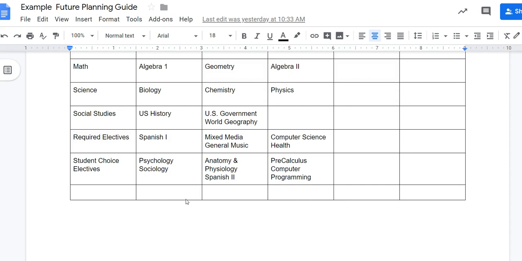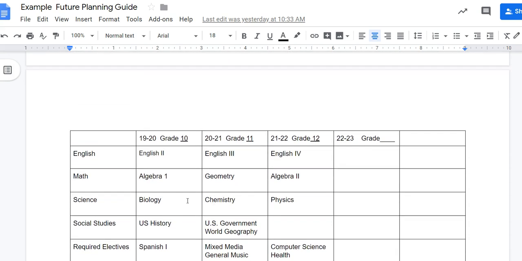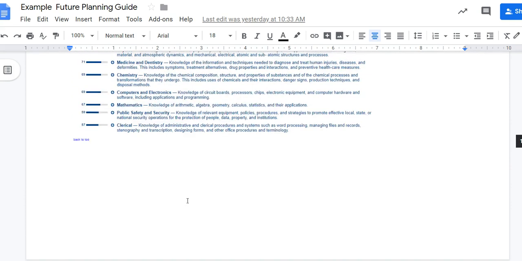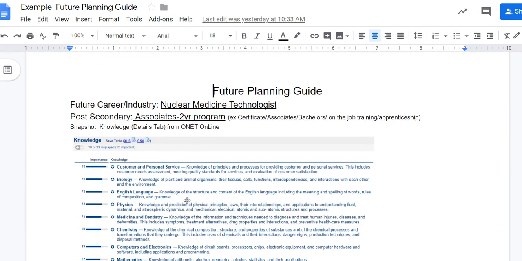So as you can see, you go through and you pick which classes that you might take in the future. So this is the assignment that you need to complete.